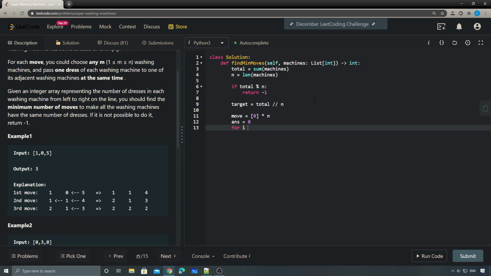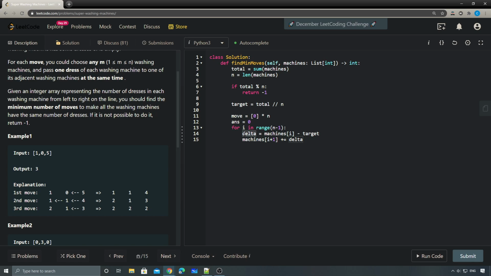So like I said, we start from the beginning, and then we end at n minus 2, and I'll explain why. The delta is machines[i] minus target, right? So that's that. Then we can just update machines[i+1] with the delta. So it doesn't really matter.